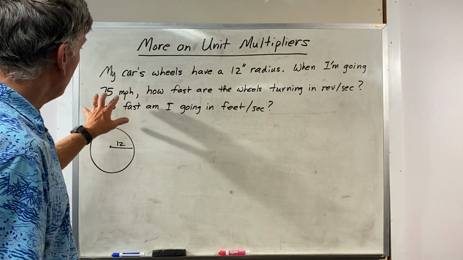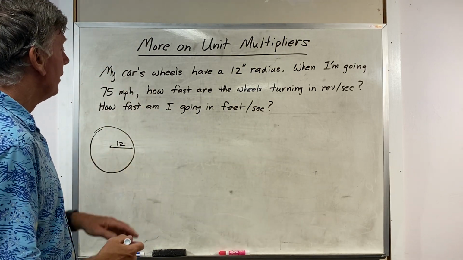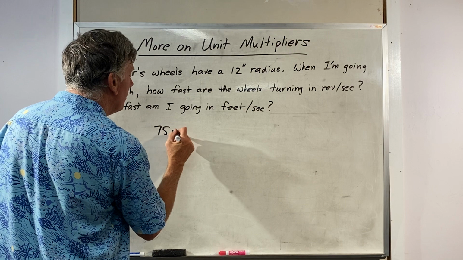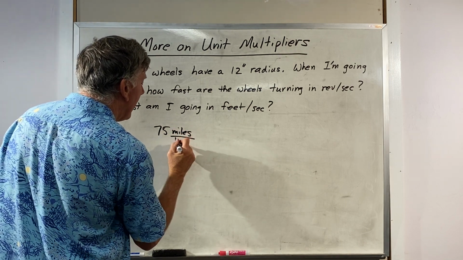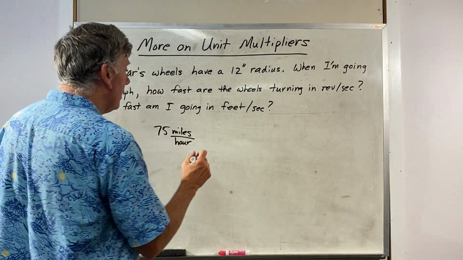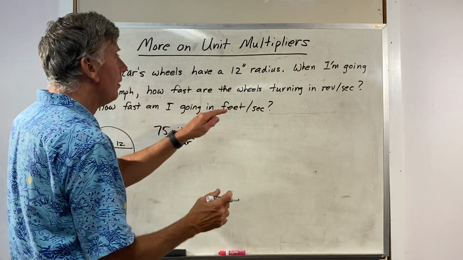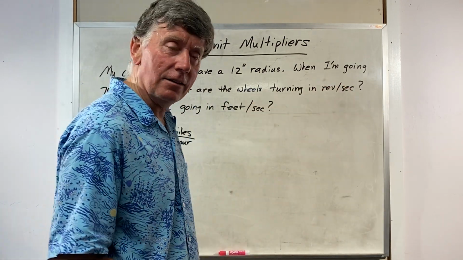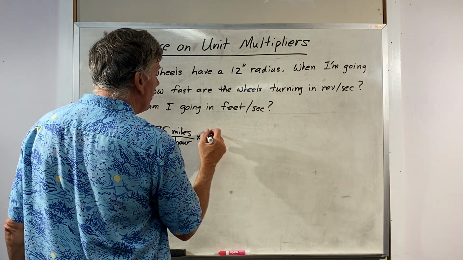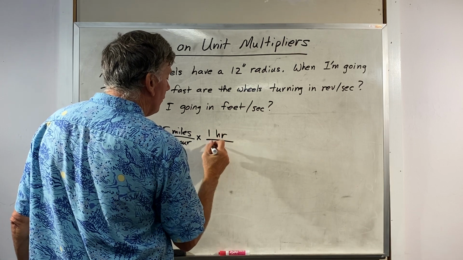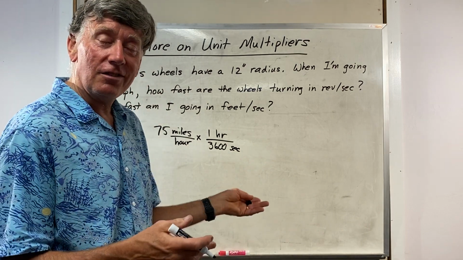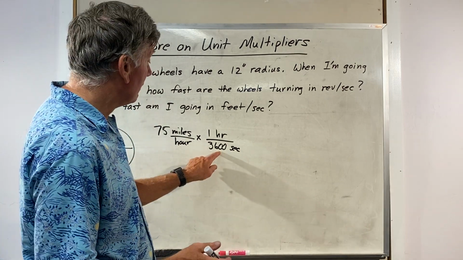I'm going to answer the first question by starting with what I know. I'm going 75 miles per hour. I'm very careful to set up my numerator and denominator like this. Then I'm going to multiply. I want to break it down and get to revolutions per second. The first thing I'm going to do is take care of my time. I know that I have 1 hour for every 3,600 seconds: 60 minutes in an hour, 60 seconds in a minute, and 60 times 60 is 3,600.